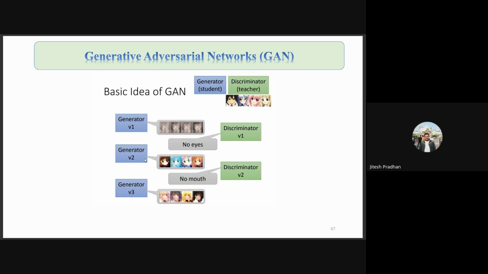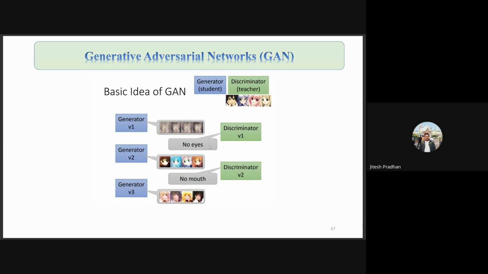Now generator version 2 generated this, so the discriminator now knows there is no mouth. With no mouth, there is a chance that it's a fake image. In generator version 3, it has done both. Initially it was said no eyes were there, so it has included eyes. Now no mouth was there, so it's not about no eyes, no mouth.